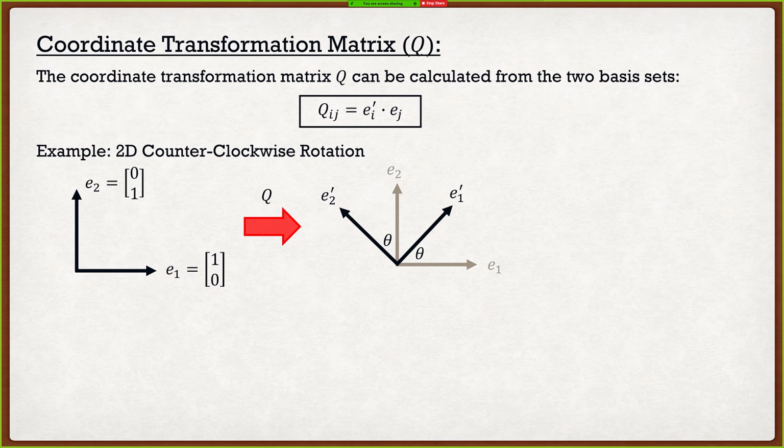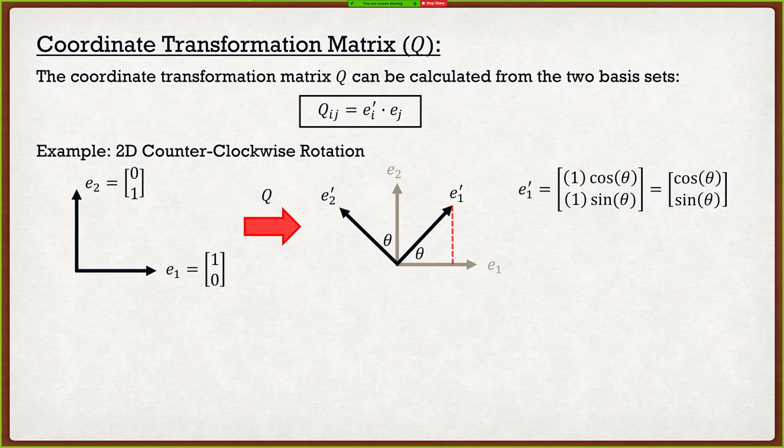So we need to figure out what E1 prime and E2 prime are, but it's actually very simple. It looks gross, but it's very simple. E1 prime can be found using a simple right triangle. The x component of E1 prime is going to be 1, because all of our basis vectors must have a norm of 1, so the magnitude of that black line, the hypotenuse, is 1, multiplied by cosine theta. That gives us the x component. The y component of E1 prime is 1, the hypotenuse, multiplied by sine theta. Therefore, E1 prime is simply (cosine theta, sine theta).